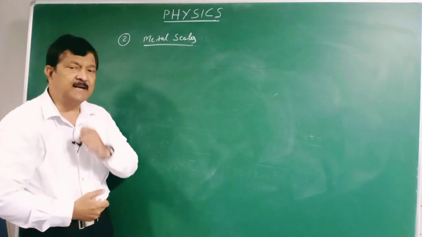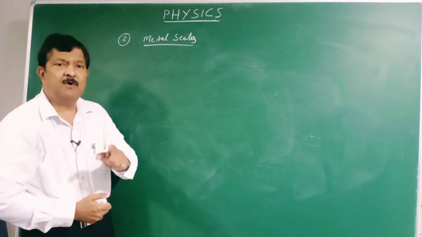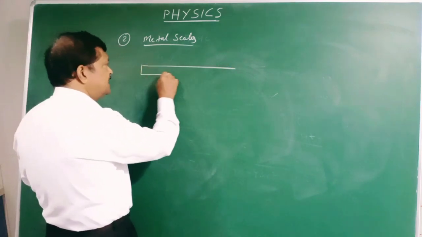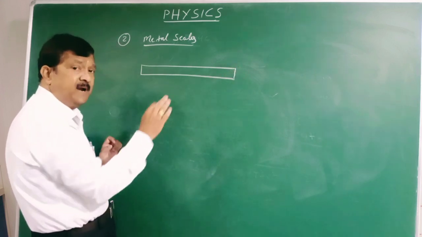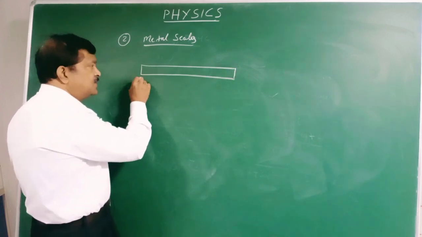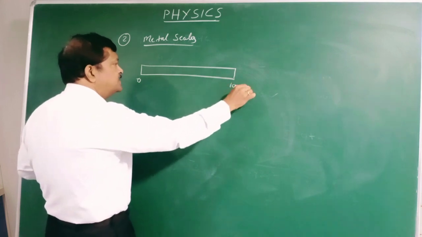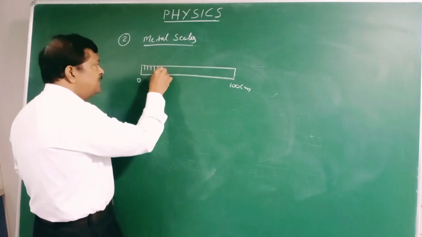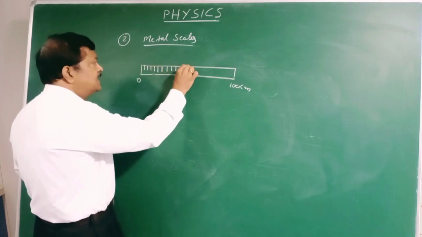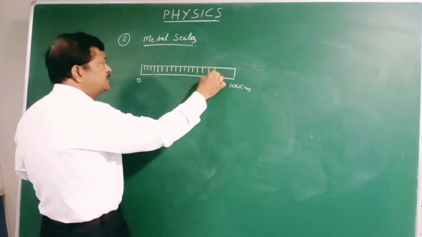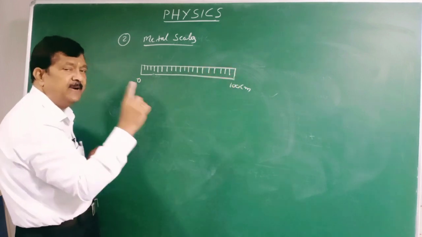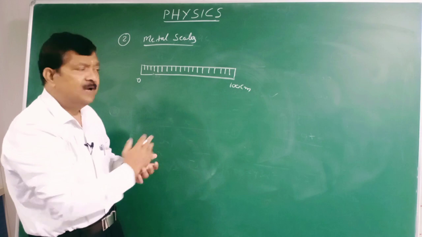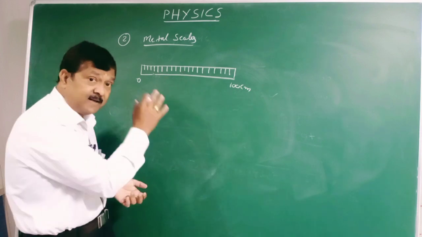But when you are using metal scales, we must take care about one condition, because on a scale we will have markings or graduations. Suppose we have taken a meter scale. On one end you will have 0 centimeter, at the other end 100 centimeter, and the total length is divided into parts like this. If there are 100 parts, each part corresponds to 1 centimeter, and the total length is 100 centimeter. It is a meter scale.